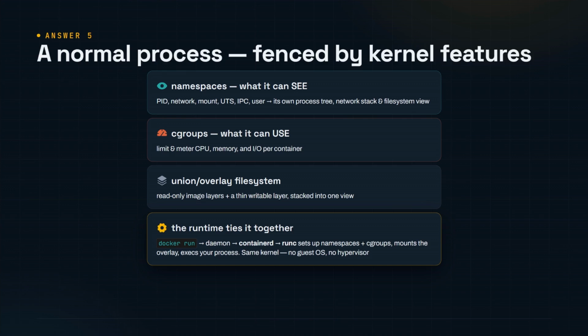The container is an ordinary Linux process on the host, made to look isolated by 3 kernel features. Namespaces control what it can see: PID, network, mount, UTS, IPC. Cgroups control what it can use, limiting CPU, memory, and I/O. And a union, or overlay, file system stacks the read-only image layers plus a thin writable layer on top.